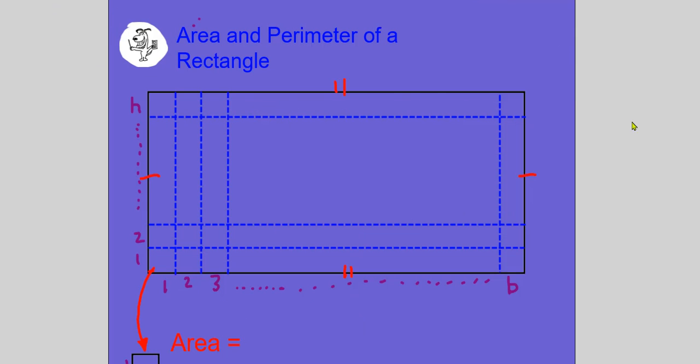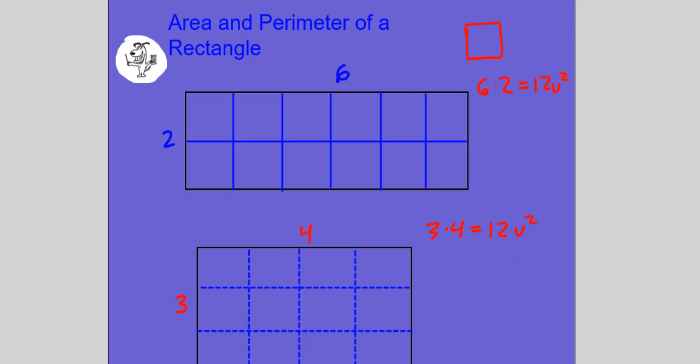So the general formula, and let's go back here. I just did the area. So this is the area. Perimeter is the length around. So if I start here and go to here, that's 2 units there, 6 units here, 2 units here, and 6 units here.